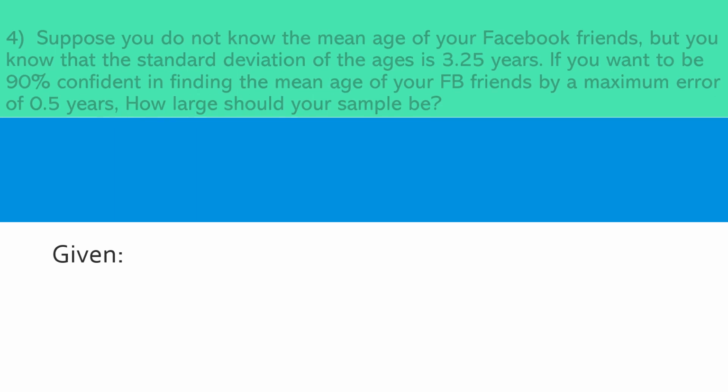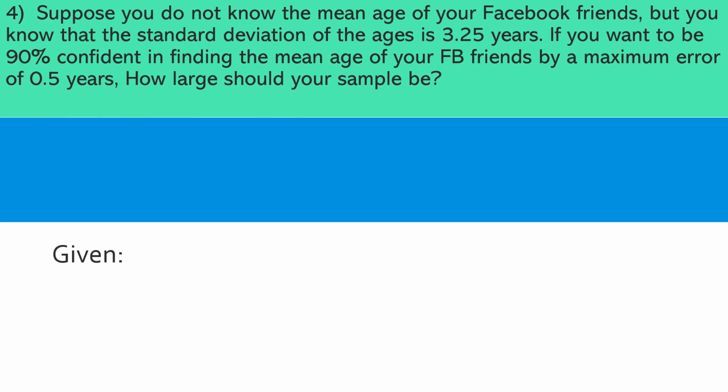Okay, let us proceed to our last example. Suppose you do not know the mean age of your Facebook friends, but you know that the standard deviation of the ages is 3.25 years. And if you want to be 90% confident in finding the mean age of your FB friends by a maximum error of 0.5 years, how large should your sample be? No? So we are looking for the n again. So we are looking for the sample size, no?